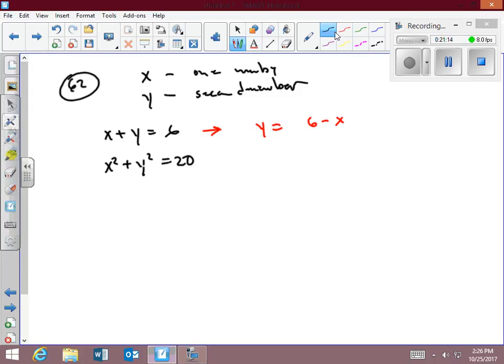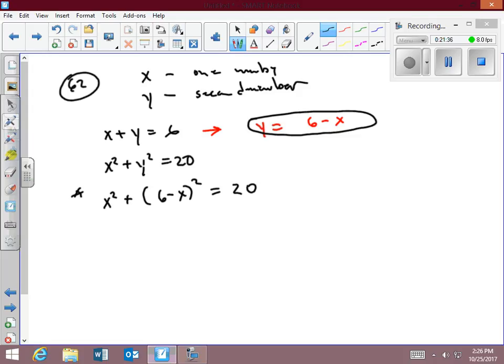Now then, you take into your second problem for y, you substitute this value. So you go x squared plus, and substitute 6 minus x for y. Now that equation is one equation, one unknown, right? One equation, one unknown. So we can solve that. So apply your algorithm to that particular equation. What does the algorithm say you have to do first?